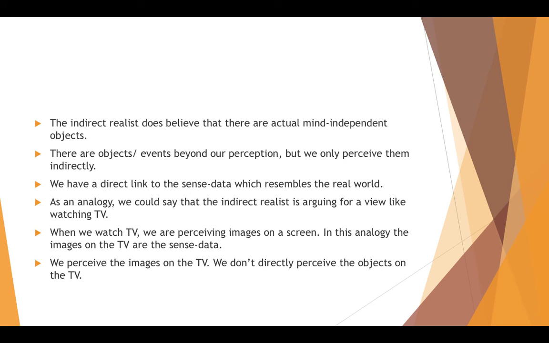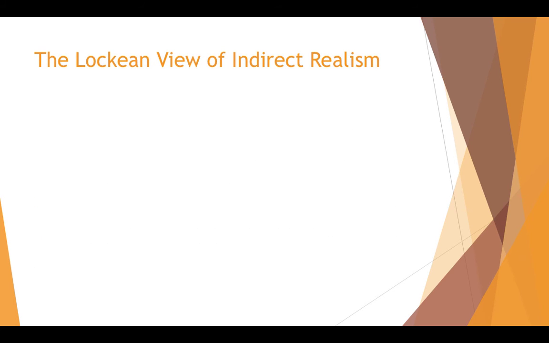So the sense data indirect realist suggests that it's almost like watching a TV. We have a direct link between us and the TV, and the TV has a direct link between the real world and it. So in the indirect realist view, we have a direct link between our mind and the mind-dependent sense data, and the sense data has a link between itself and whatever is in the real world, the mind independent objects, the water bowl, for example.